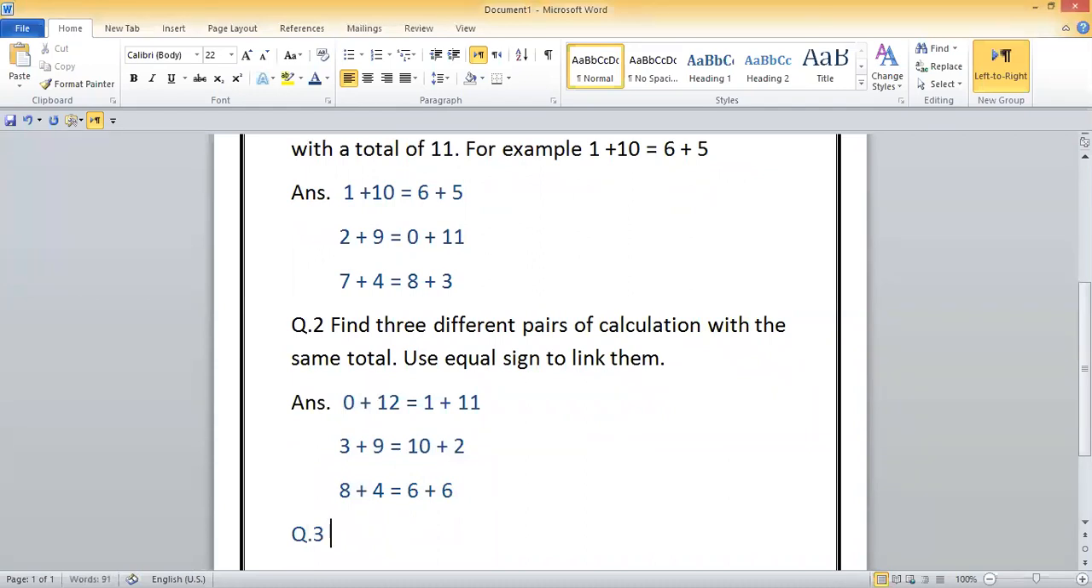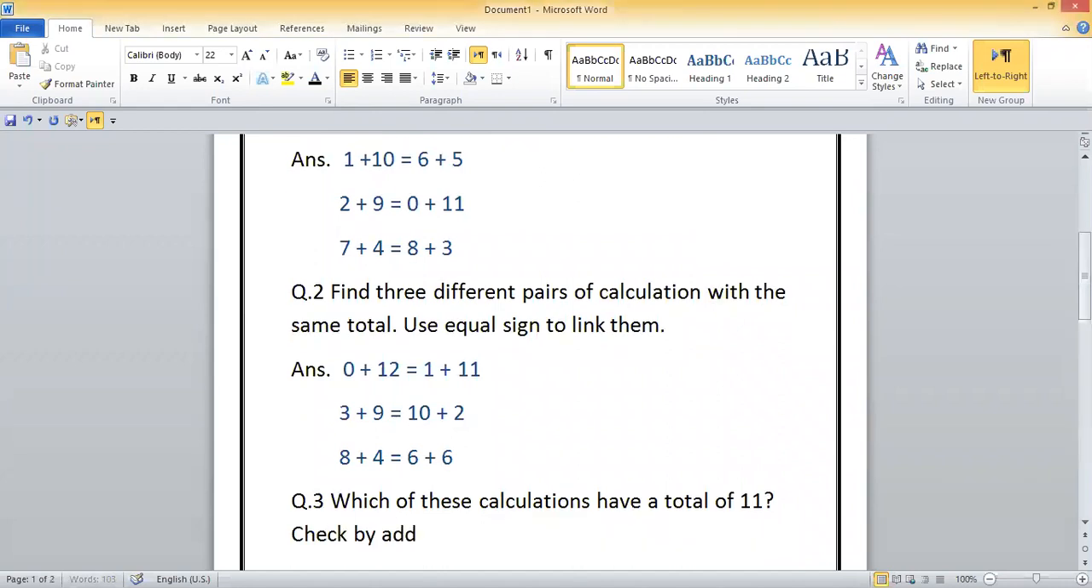Come to question number three now. Question number three: which of these calculations have a total of 11? Check by adding. Which of these calculations have total 11? Check by adding. Okay.